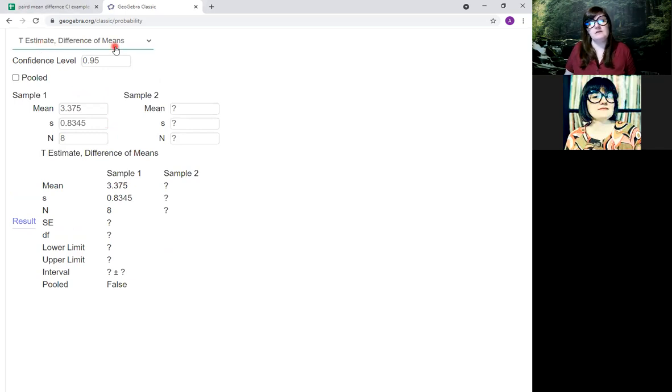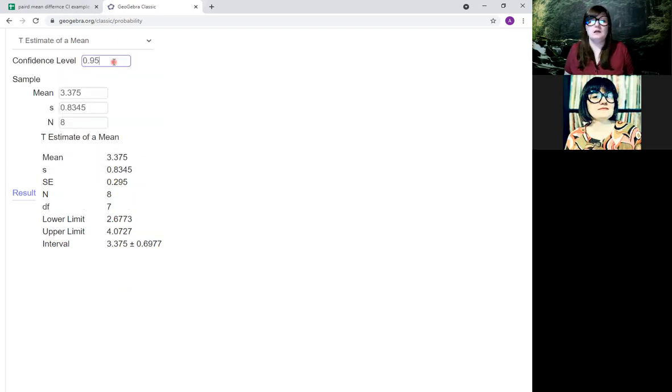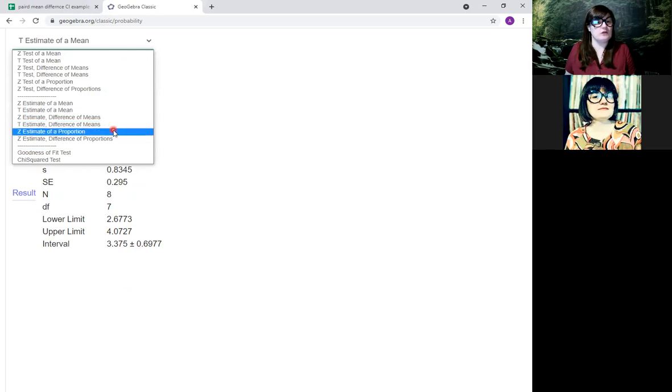Here is a difference of means. The one thing that you don't want to do is click pooled. For our class, all of our data is going to be unpooled, so you can just go ahead and leave that unclicked. You're going to put the first mean, its standard deviation, its sample size. Second mean, its standard deviation, its sample size. Notice it's carrying over my data from my previous one. If you accidentally click on Z estimate, oh, hey, oops, I've done the wrong thing, you can go ahead and click on the T estimate. And you can change your confidence level to any level that you need.